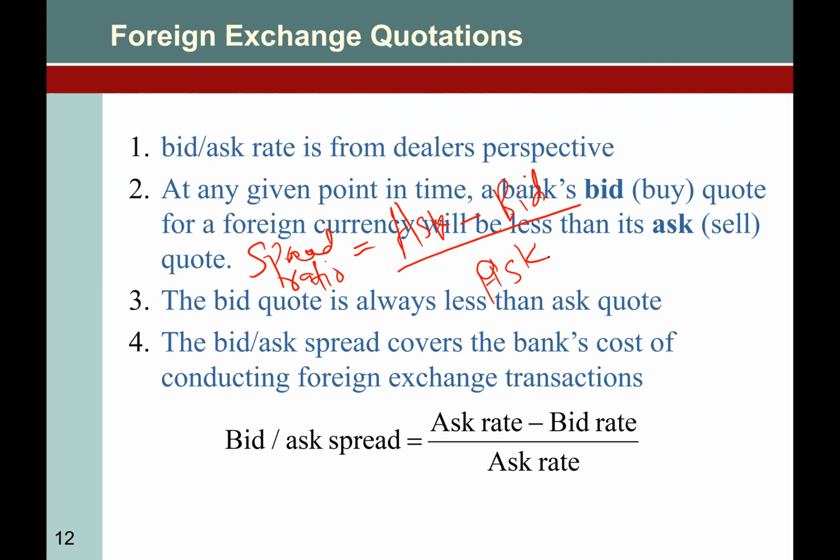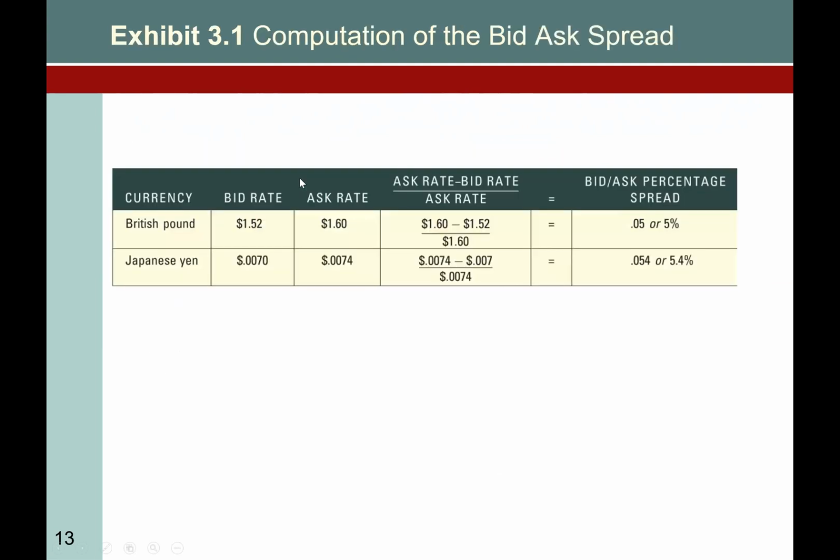So someone says it should be the bid. No, the standard formula, if you see the ratios, is ask minus bid divided by ask. Understand? So if you understand, let's do this transaction.